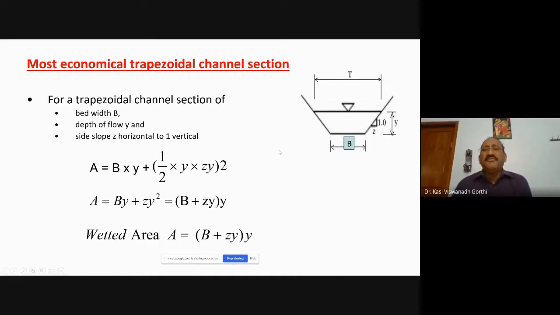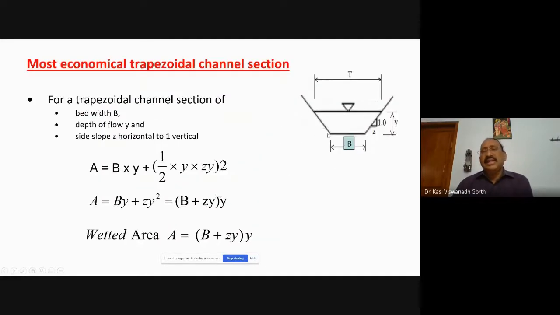Plus half of ZY into Y is the triangular portion like that you have on either side. So multiply with 2. Half base into height into 2, because you have the triangular portion on both the sides. So the wetted area A will be equal to B into Y plus half of Y into ZY into 2. So 2 gets cancelled. You have BY plus ZY square, or B plus ZY into Y is the wetted area A. Wetted area A is equal to B plus ZY into Y.